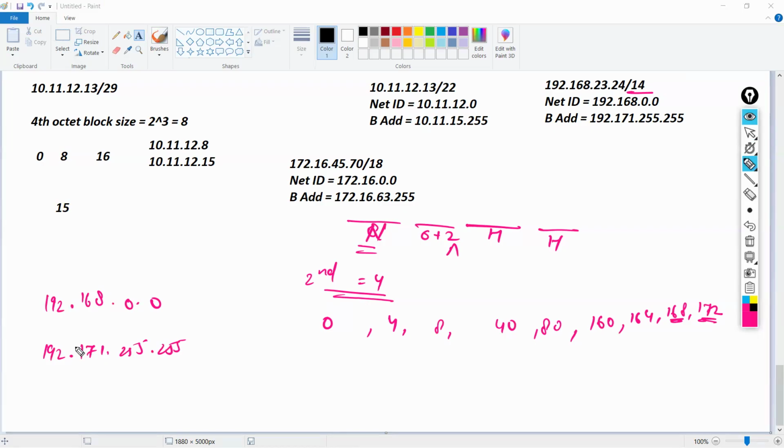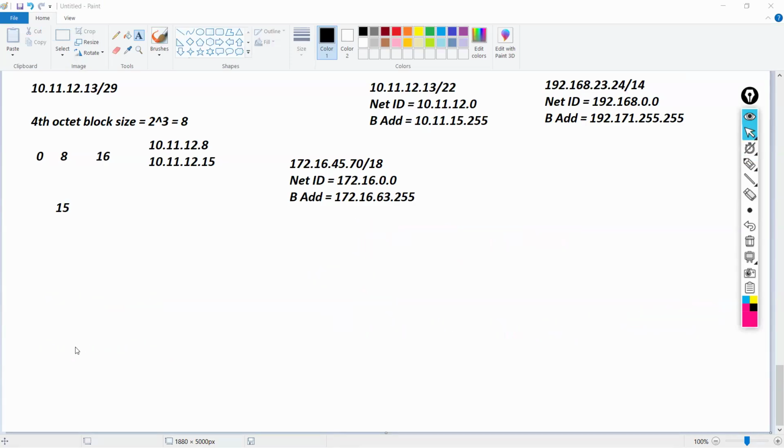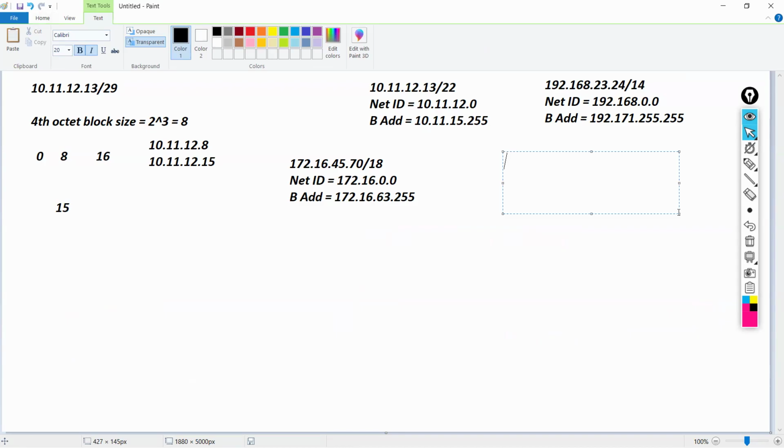Understood? Okay, let's do one more example. Today we'll have brain exercises. Let's say the value should be something interesting.